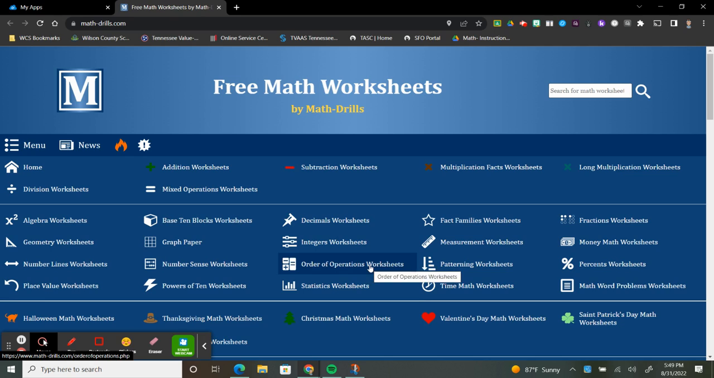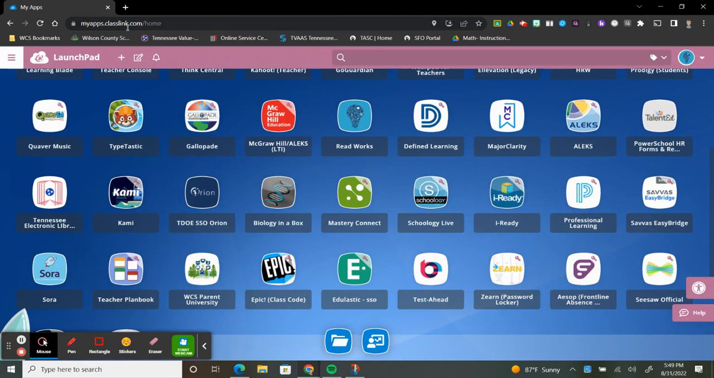So again, there's worksheets on here, and it will have an answer sheet with it. So you select the worksheet. There's more than one version of the worksheet. There's usually like an A through Z example of the worksheet, and then an answer key for you as the parent to look at as well. So mathdrills.com is another resource that you can use at home.